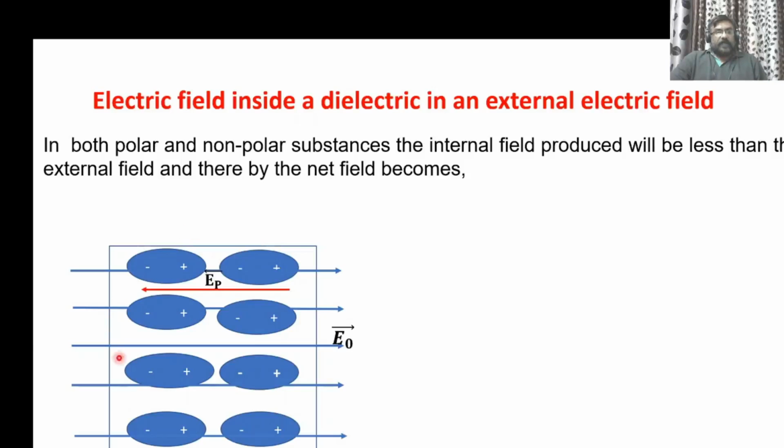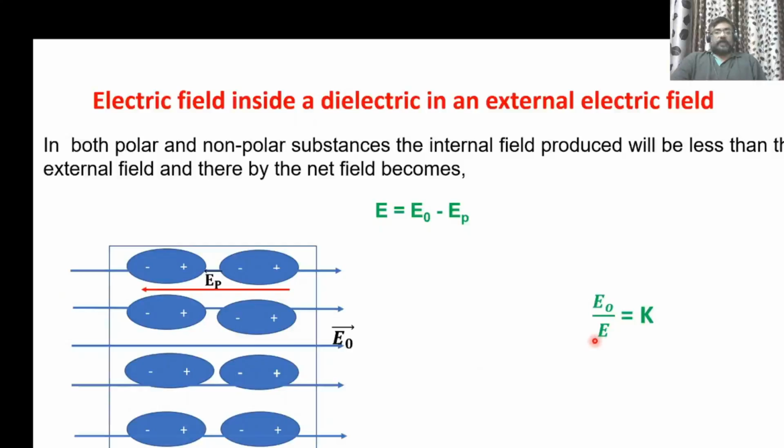So now there are two electric fields inside a dielectric. One, the external electric field E0 in one direction, and the second one, the electric field produced due to polarization, in the opposite direction. So the resultant electric field inside this slab will be E, equal to E0 minus EP. Whatever may be the case, whether it is a polar or a non-polar substance, the resultant electric field will be less inside it when we keep it in an external electric field. And the total electric field is given by E is equal to E0 minus EP.